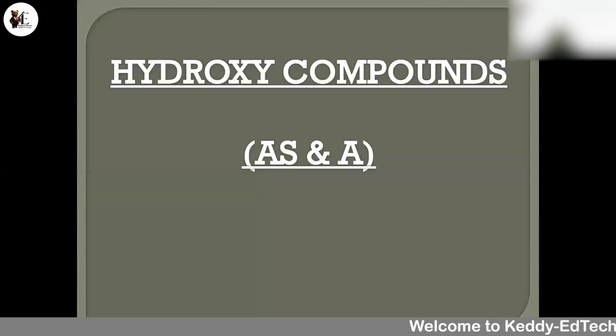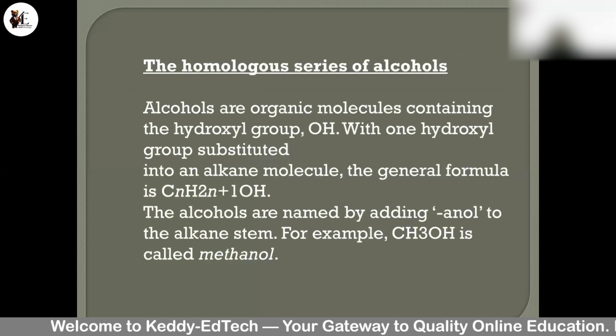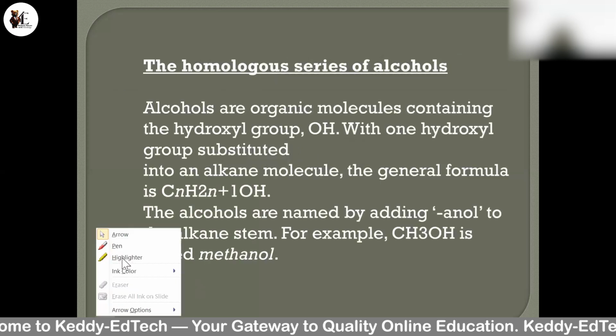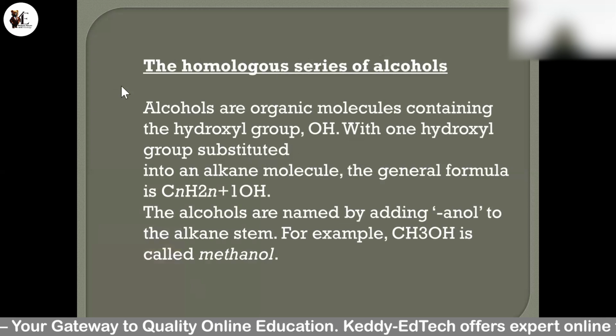the hydrocarbons, alkenes, alkynes. Then we studied about the halogen compounds. Okay, so some things are usually common. So today we are going to learn about the hydroxy compounds. In this, first we'll read about the homologous series. This you have already studied in your lower levels, homologous series.